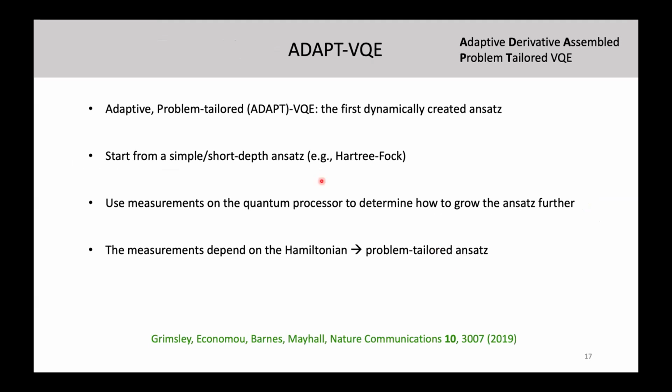So we start from a simple short depth ansatz, for example, a Hartree-Fock state, if we're talking about a chemistry type problem. And then by taking measurements on the quantum processor, we determine how we should add additional operators, acting on this initial Hartree-Fock state to build up the ansatz, one operator at a time. And since these measurements depend on the Hamiltonian and they depend on the state of the processor at that given point in the ansatz construction, this is an intrinsically problem-tailored ansatz.